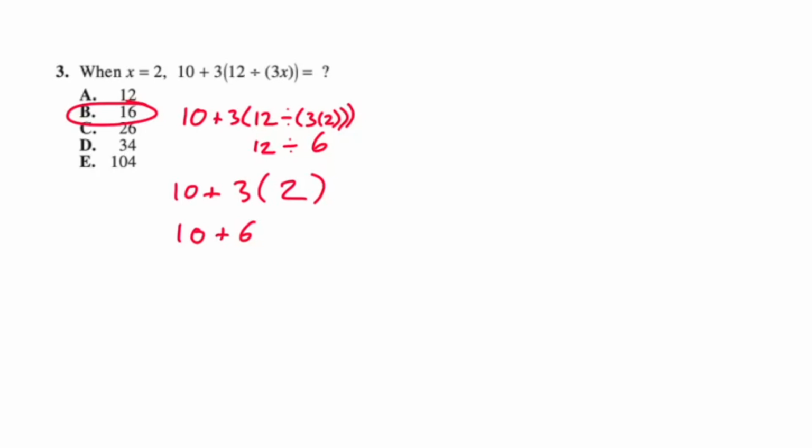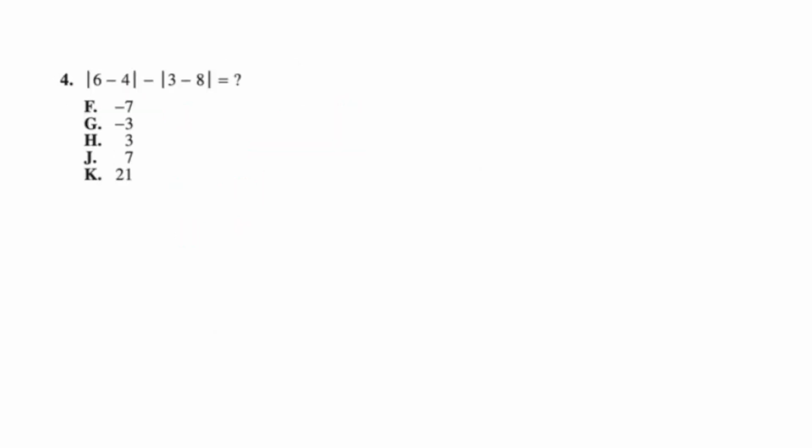With order of operations being something you learn early on in your math classes, ACT categorizes this problem as integrating essential skills. Number 4 is just a numerical expression that we have to find the value of, or evaluate it. It says the absolute value of 6 minus 4 minus the absolute value of 3 minus 8. And we have to find out what that equals. Go ahead and pause the video, try this yourself, and then we'll check answers.